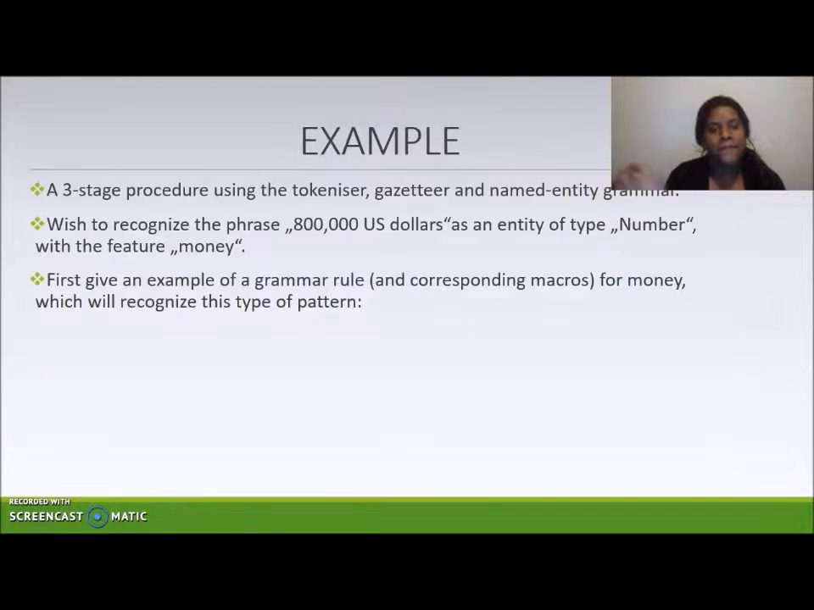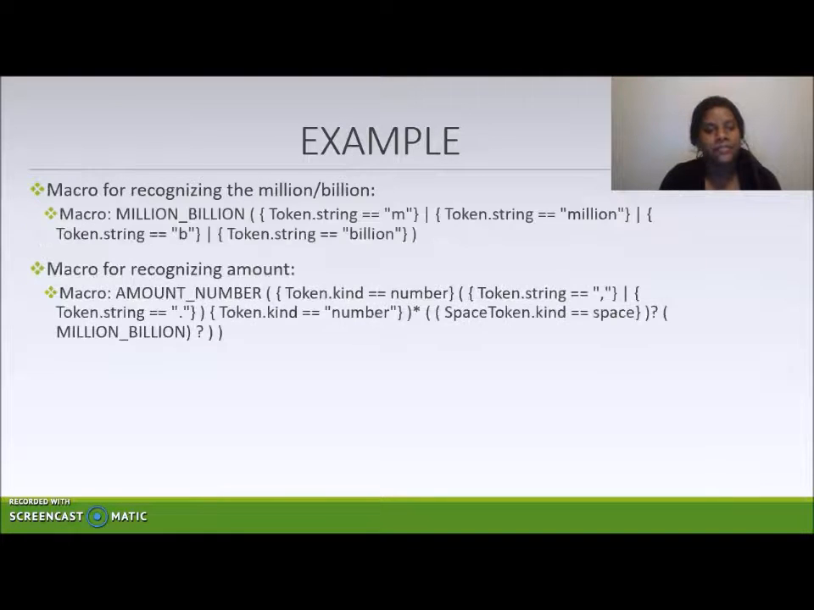Example of using GATE and ANNIE. For this, we're using a 3-stage procedure using the tokenizer, Gazetteer, and the named entity grammar. We wish to recognize the phrase 800,000 US dollars as an entity of type number with the feature money. First, here is an example of a grammar rule and corresponding macros for money, which will recognize this type of pattern.